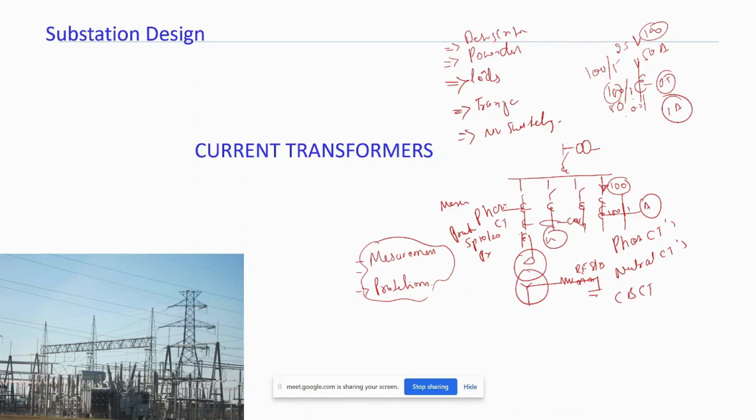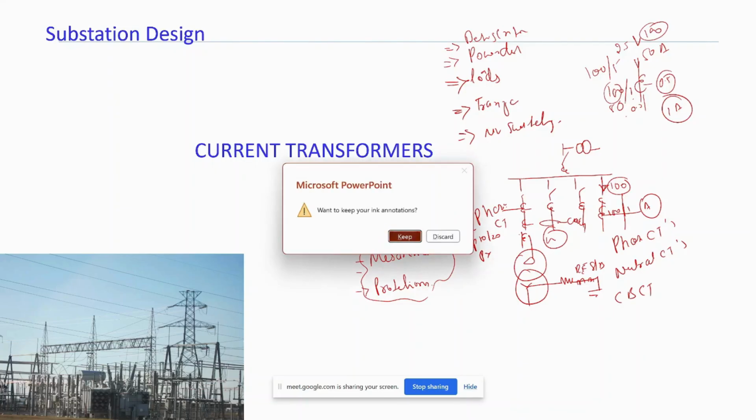You have a 100 amp CT. The primary has 100 amps flowing, but proportionally it will give 1 amp, because you cannot easily measure 100 amps. 100 might still be okay, but if you have 2000 or 3000 amps, is it possible to measure the current? No. So proportionally it will convert to 1 amp, and accordingly it will be measured. Clear? That is the meaning of that.